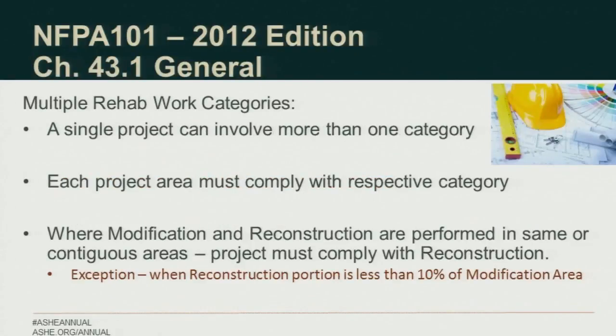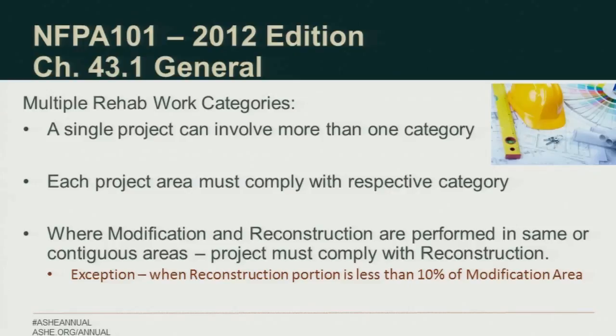So you can have a project in the building that involves two different levels of modification or rehab. You can have a repair and a modification at the same time, and they can be treated as separate projects, each following their separate rules. And each one, like I said, must comply with the respective category. Where a modification or a reconstruction are performed in the same or contiguous areas, the project must comply with reconfiguration. The only exception to that is if the reconstruction portion is less than 10% of the modification area.